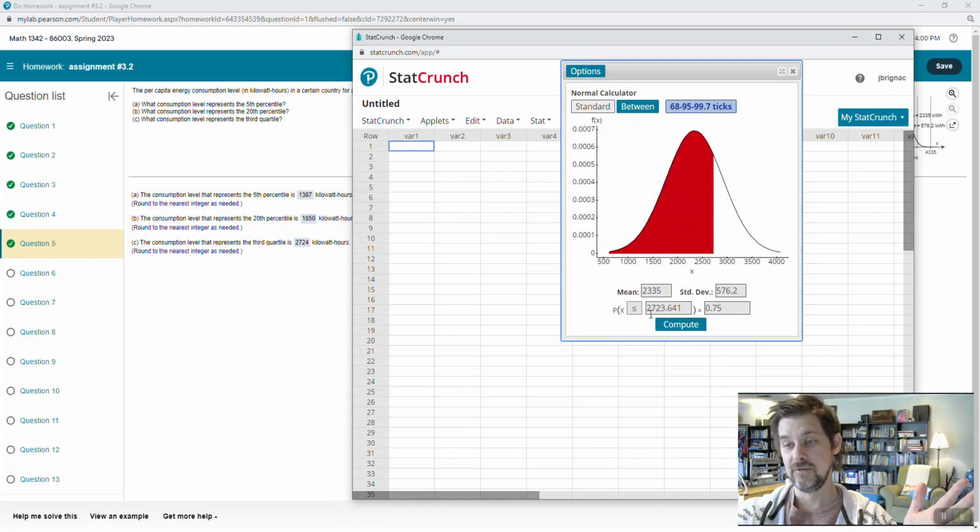Okay, so if you use 2,723.6 kilowatt hours of electricity, you use more than 75% of the data. That's how I can interpret this number. Over here, it's said to round to the nearest integer or whole number, so I would round 2723.6 to 2724.